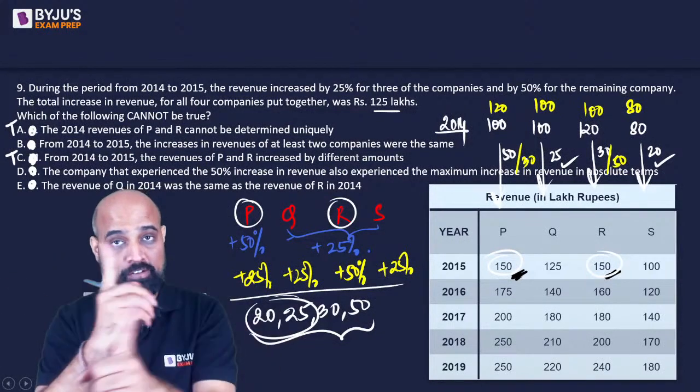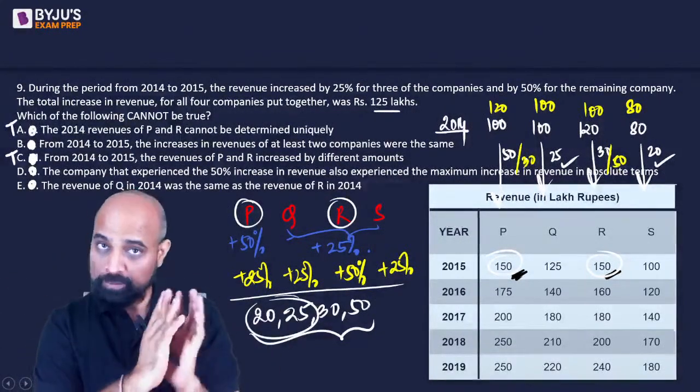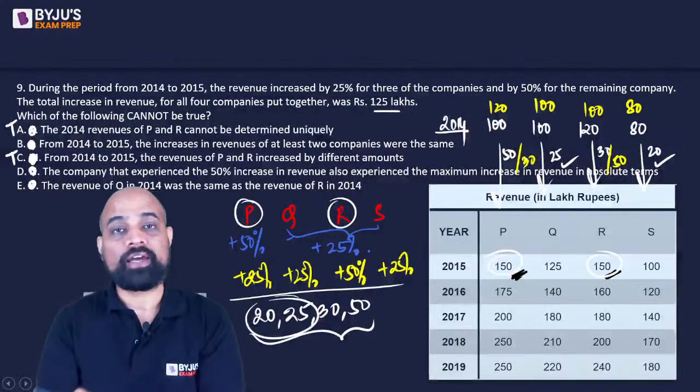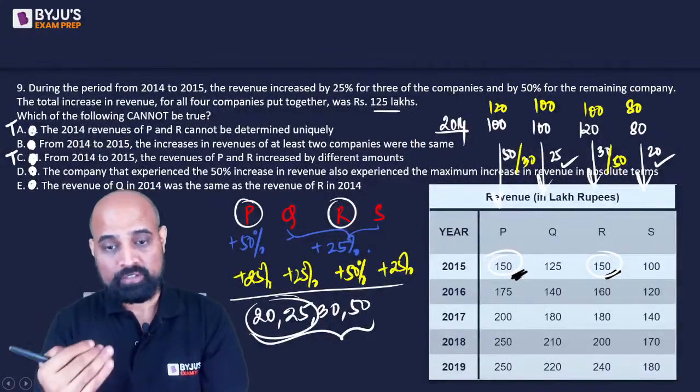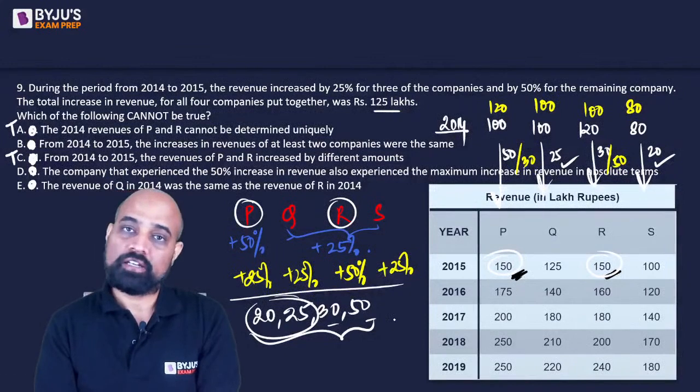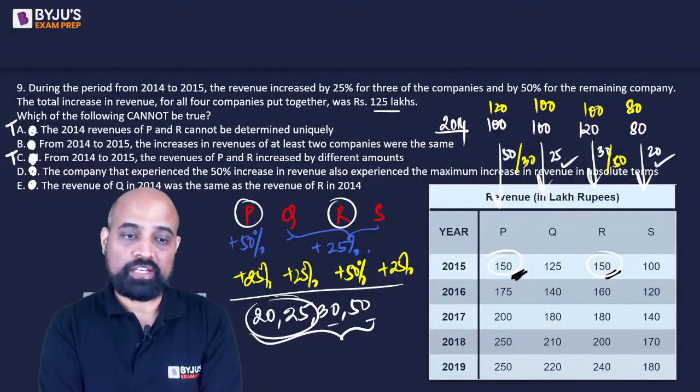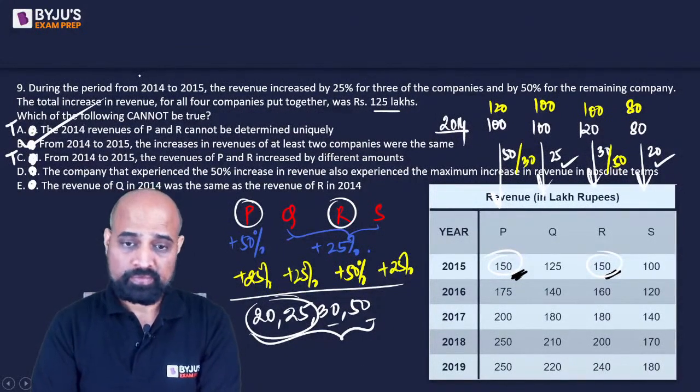30 and 50 will interchange depending upon the 50% changes happening on P or R from 2014. So these will always be different values. So two companies will never have the same. So B becomes our answer.